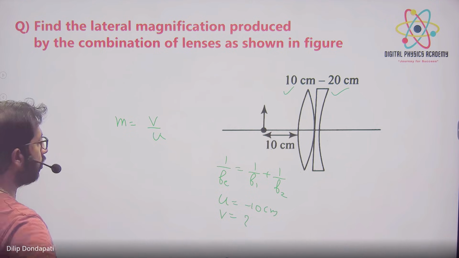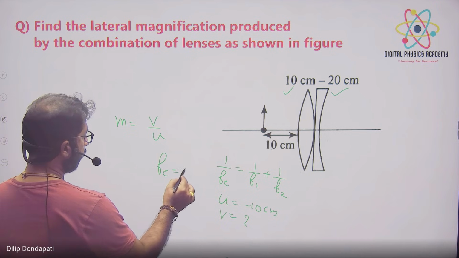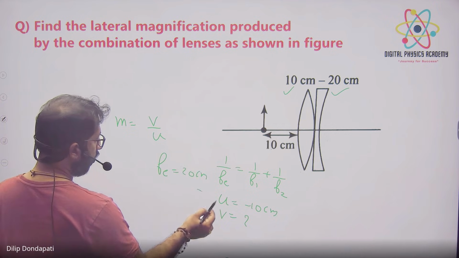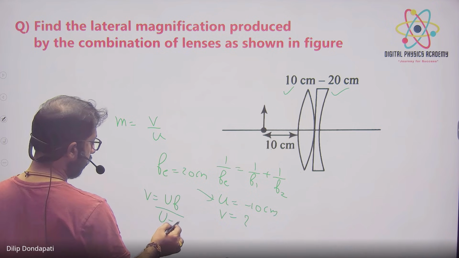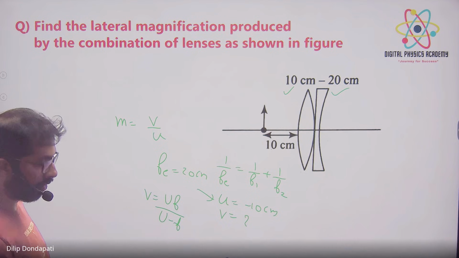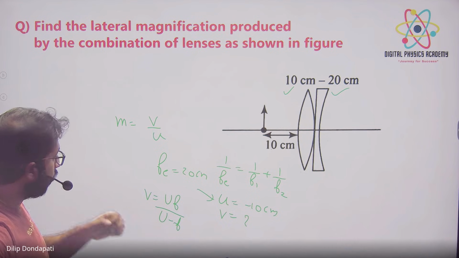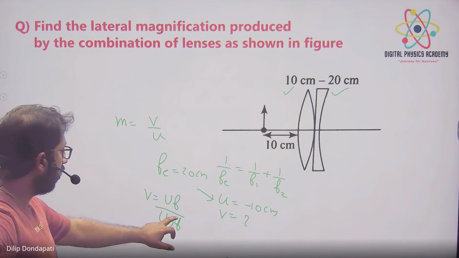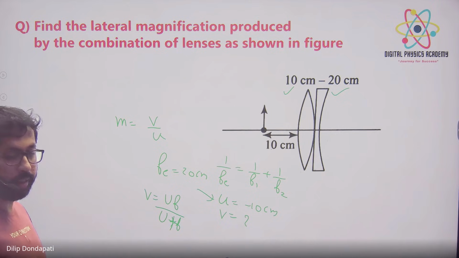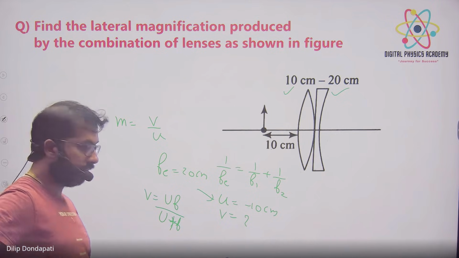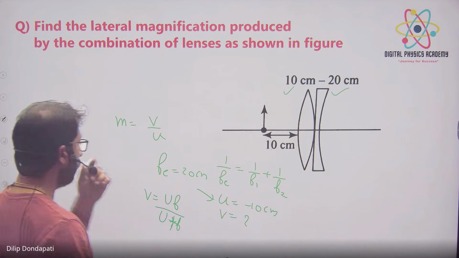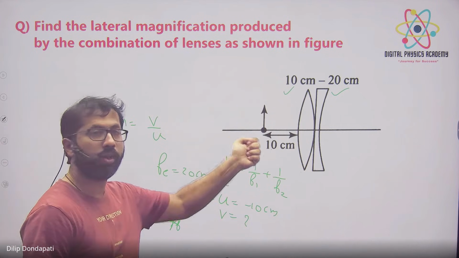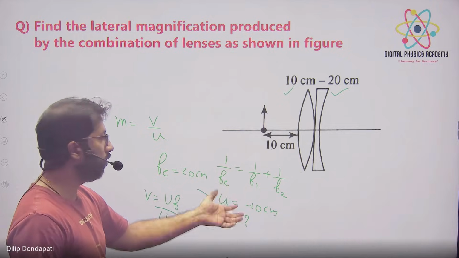So F equivalent, how much you got? 20 centimeters. Use the formula: V is equal to UF by U minus F. UF by U plus F, right? Now solve करो, and all values you substitute, you'll get the value. कितना है? +2. Yes, Ram. Next. So कभी भी combination में always take the equivalent focal length and use that one.